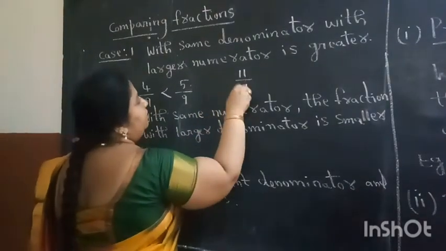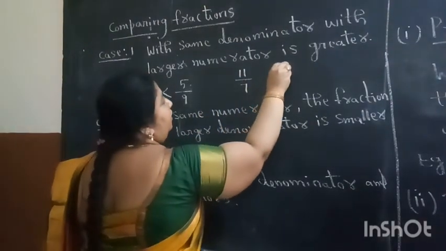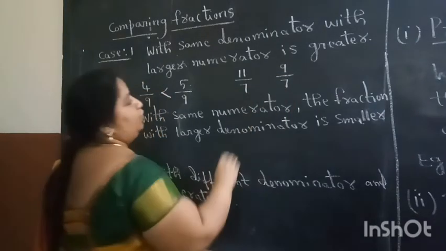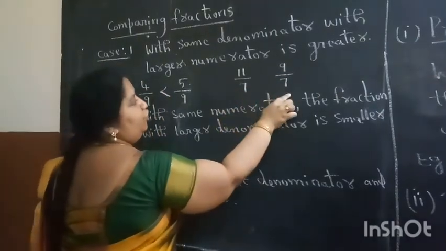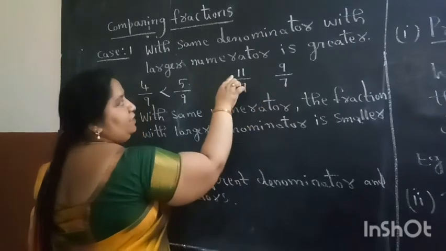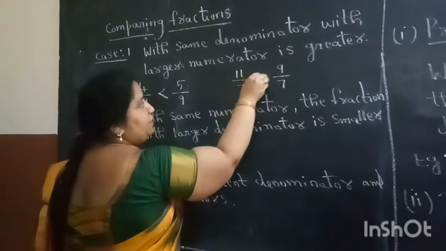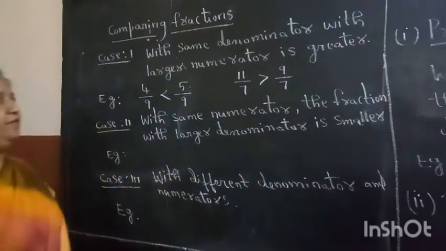11 by 7, 9 by 7. Here also the denominators are the same. So 11 is the biggest number. So 11 by 7 is greater than 9 by 7.